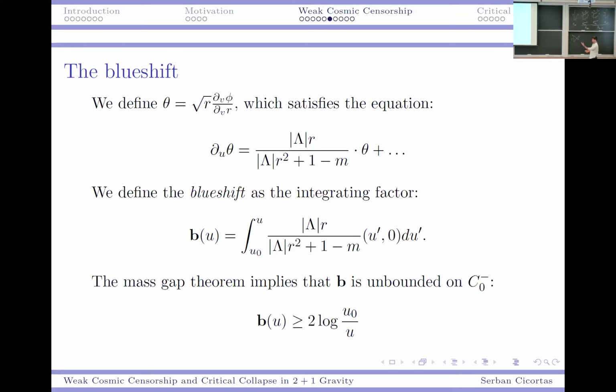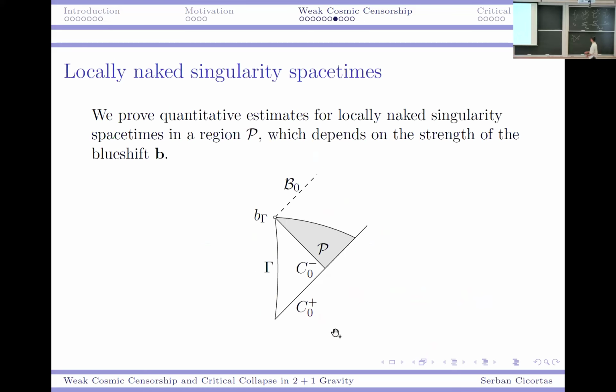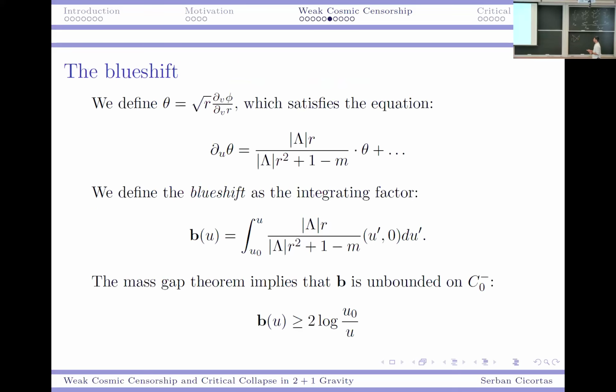This is basically an immediate computation. What the mass gap theorem implies is that the blue shift is actually unbounded on C0 minus, and moreover I have a quantitative lower bound for the blue shift: it's bounded from below by 2 times log u. This applies for any first singularity, and also in the black hole case, you always get that the blue shift is unbounded and bounded from below by 2 times log. So this will be a key ingredient that we're going to use.